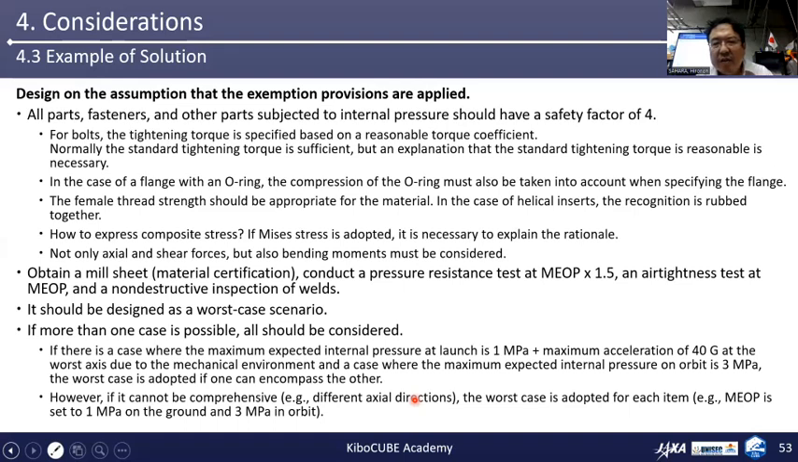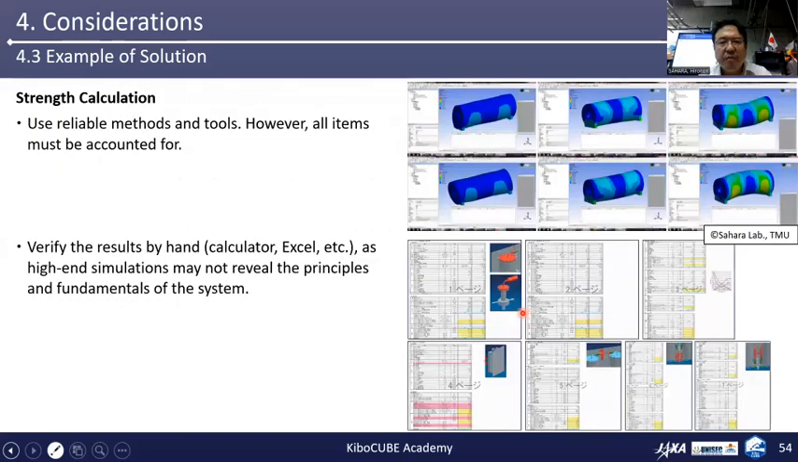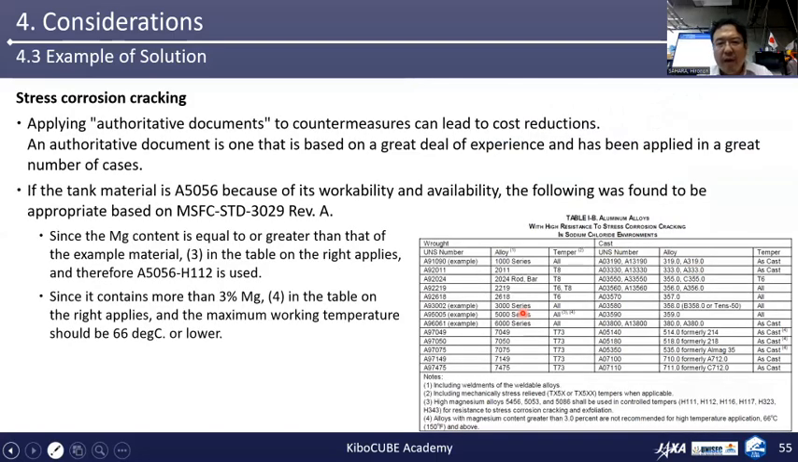Then, in order to assume the aforementioned exemptions, the items listed in the guidelines should be followed, verified, considering margin and worst case scenarios, and summarized in a document for safety review. Strength calculations should be performed, including simulations, using reliable tools and hand calculations for fundamental quantitative and qualitative understanding. Stress corrosion cracking should also be evaluated.